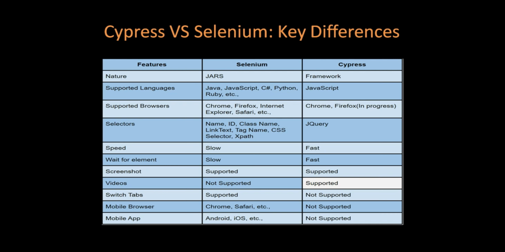Selenium uses various languages like Java, JavaScript, C#, Python, Ruby, etc. But Cypress uses only JavaScript, and JavaScript with Cypress is very fast. Compared to Selenium with any other language, Selenium is a little bit slower to run these test cases. And Selenium has various browser support, but Cypress has a limitation in browser support.